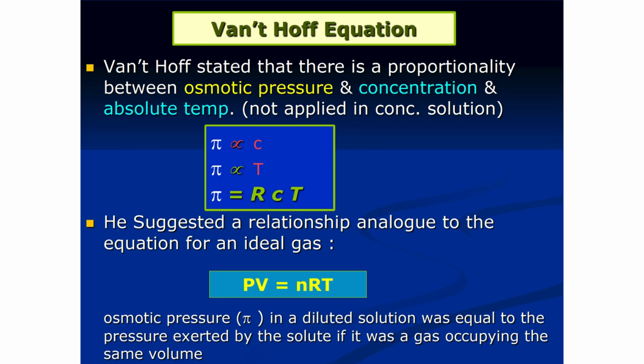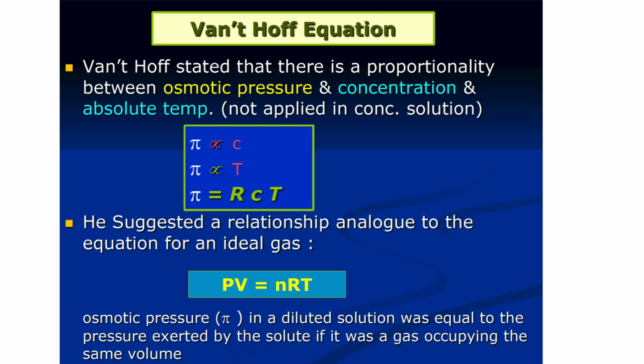This leads us to the Van 't Hoff equation. Van 't Hoff stated that there is a proportionality between osmotic pressure and concentration and absolute temperature. This is generally for diluted solutions. He suggested a relationship analogous to the equation for an ideal gas. He proposed that the osmotic pressure in a diluted solution was equal to the pressure the solute would exert if it were a gas occupying the same volume.